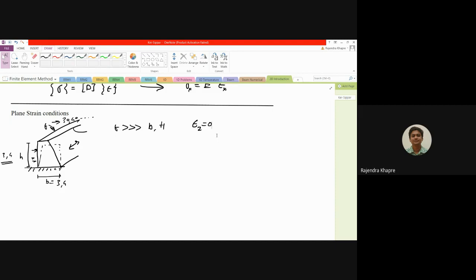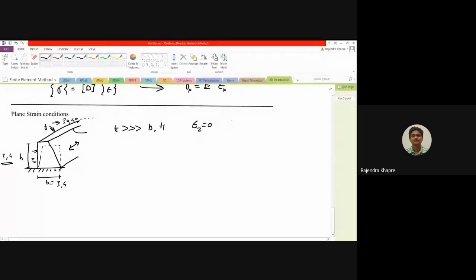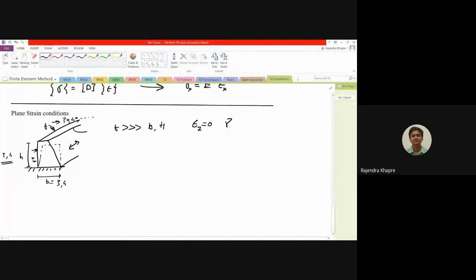Since the strain is assumed to be 0 in the third direction, the corresponding shear strains in the related directions, that is the strain in xz and the strain in yz, will also be 0.